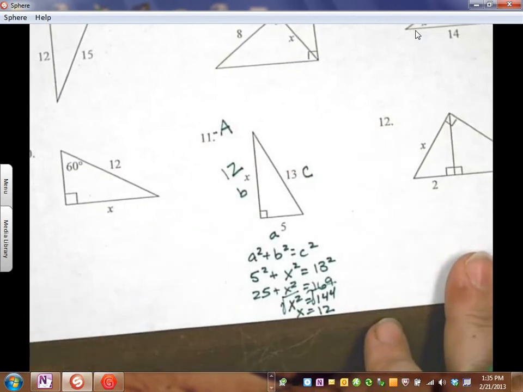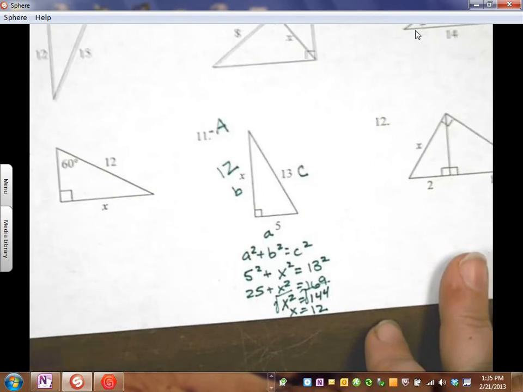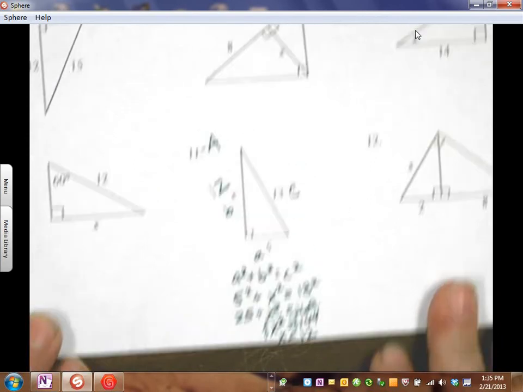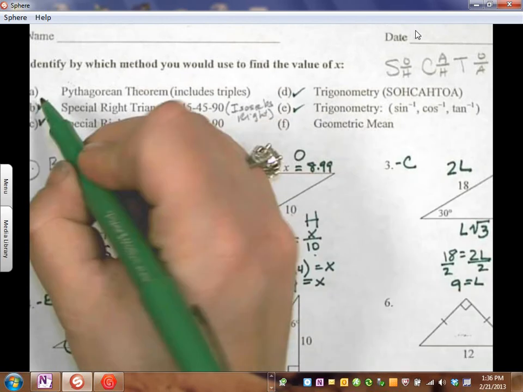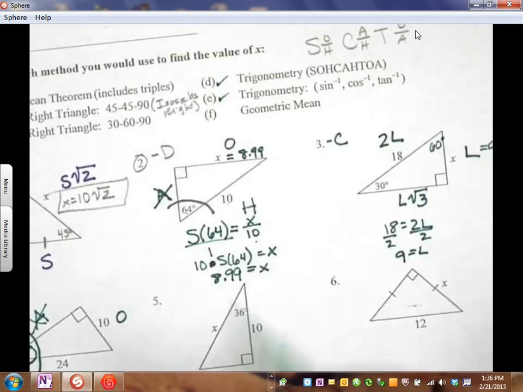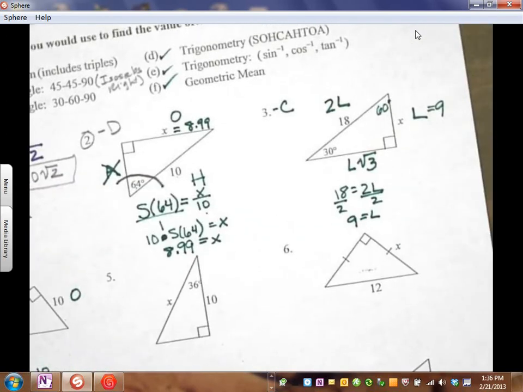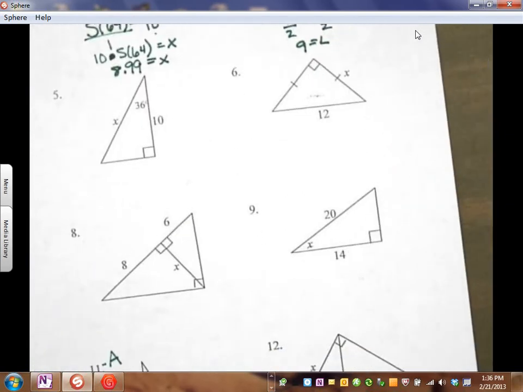This is also a Pythagorean triple, but it's one of the uncommon combinations. So if you don't know that, remember, we can always use Pythagorean theorem even if we don't know it's a triple. So we did an A. So we've done an A problem. That leaves us with one geometric mean problem. And I'm going to choose a geometric mean.